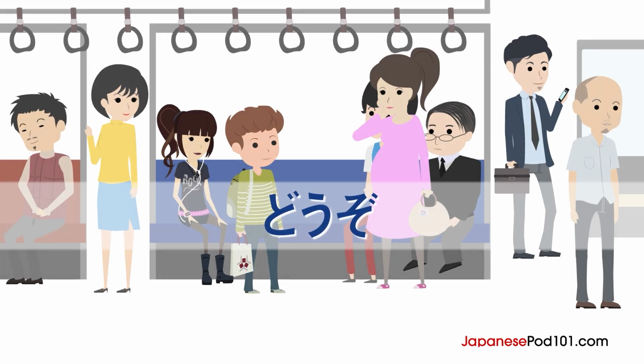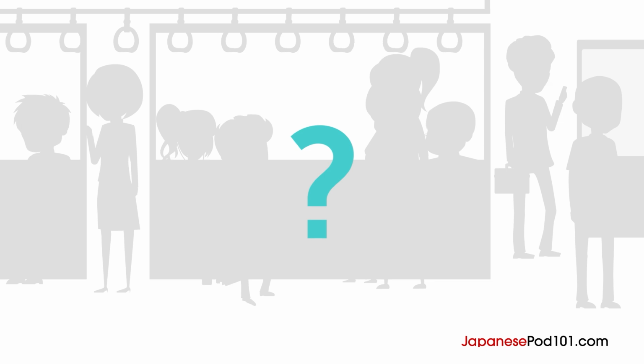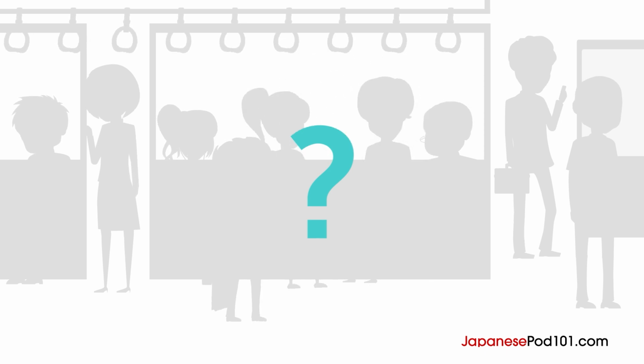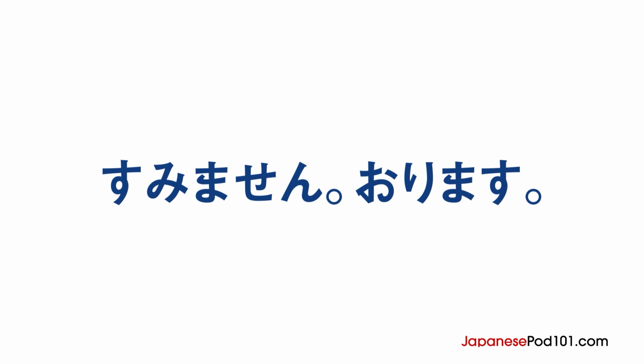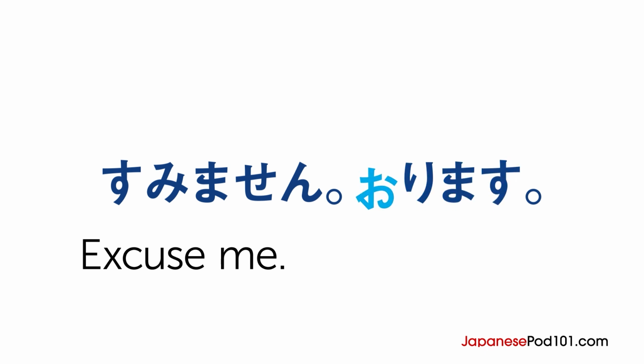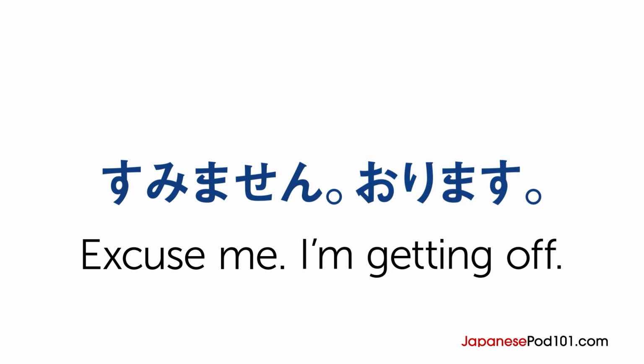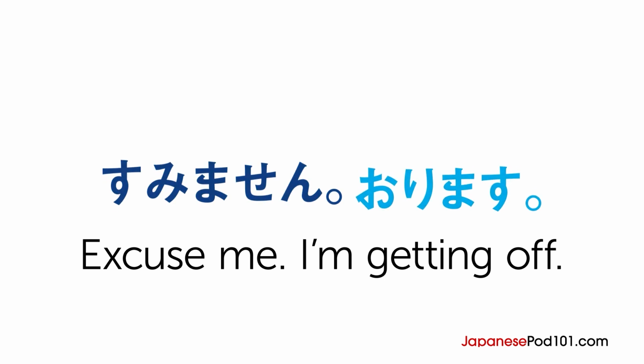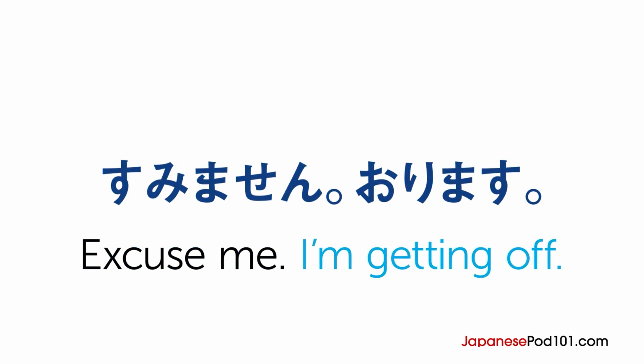どうぞ。How did Ben get the people in front of him on the train to step aside so he could get off? すみません。降ります。Excuse me, I'm getting off. You will often hear people just say, 降ります。which is enough.